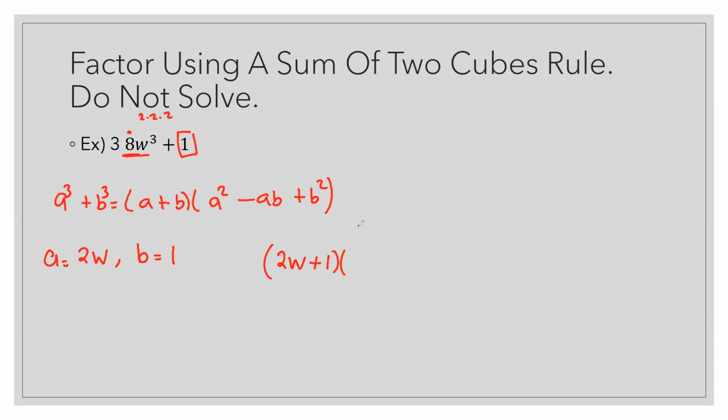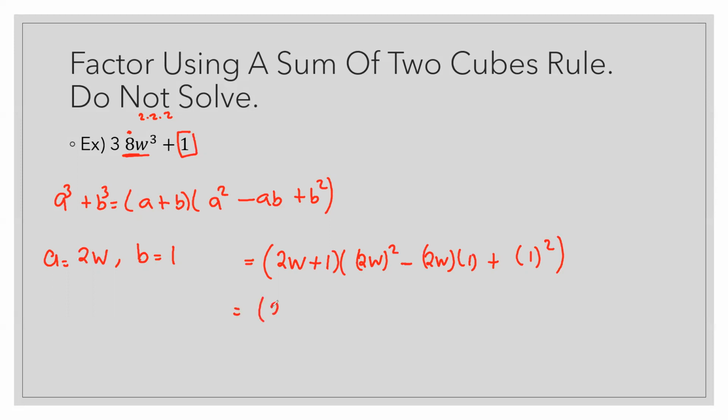And then a squared, you could just write it out. You don't have to do it in your head right now. Just do 2w squared minus a times b. So our a value is 2w and our b value is 1. Plus b squared. So that's 1 squared, right?